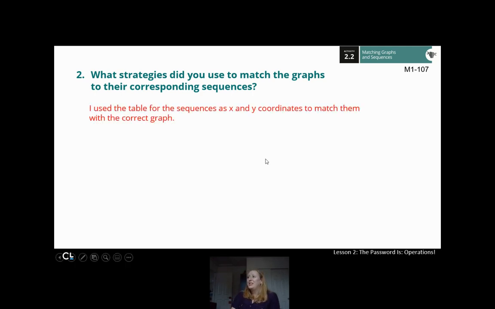So I use the table for the sequences as X and Y coordinates to match them with the correct graph. That's the strategy I used, right? We're going to use what works for us.